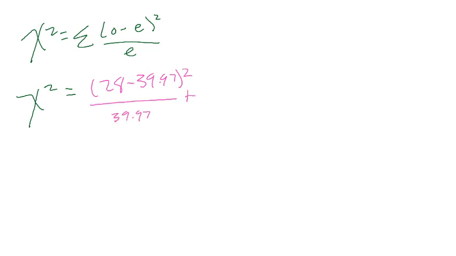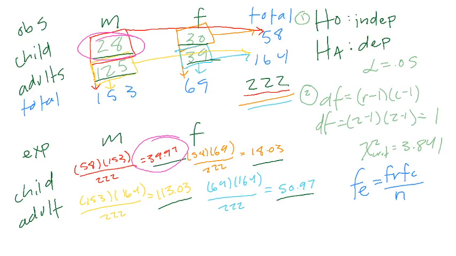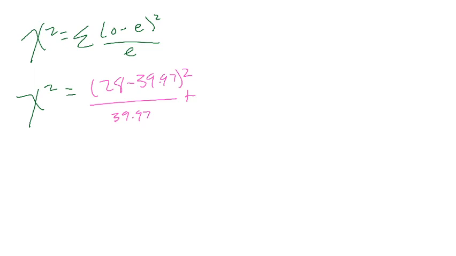All right, let's go on to the next. I know the colors can be a little much, but I think it's helpful. Actually, why don't we keep up pink? Pink seems to stand out well enough. But now let's try for the next. Let's go ahead and try for female child characters. So 30 were observed, 18.03 were expected. So we have 30 minus 18.03 squared all over 18.03.